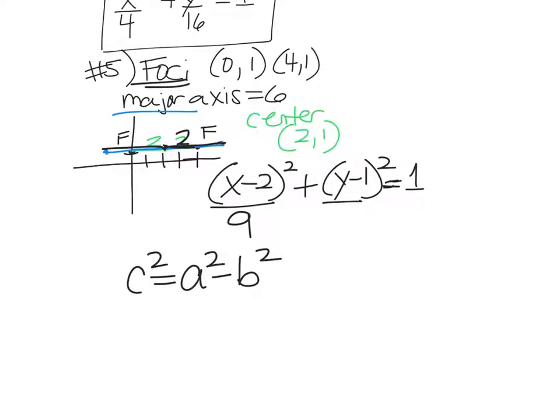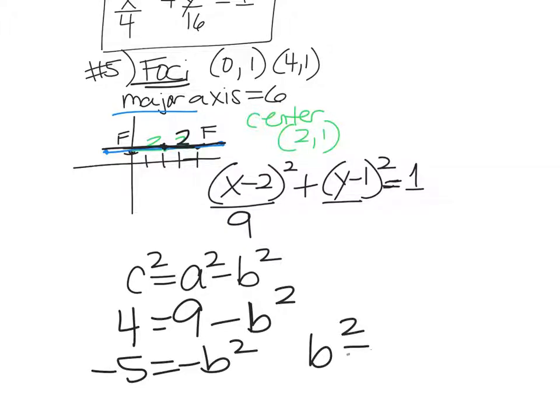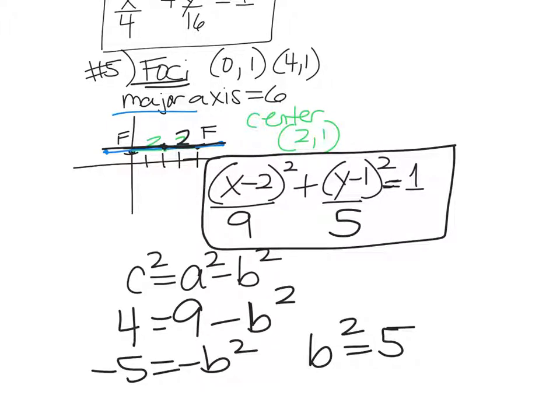All right, now we know these numbers. We can put them in and solve for b squared. That's what we're trying to find, b squared right here. So what is c? C is the distance from the center to our foci, and that was a distance of 2. So 2 squared is 4. A squared is 9. B squared is our question mark. Subtract 9 to the other side. Negative 5 equals negative b squared. So b squared equals 5. There's no need to take the square root. That's what we're looking for, and that's the equation of our ellipse.